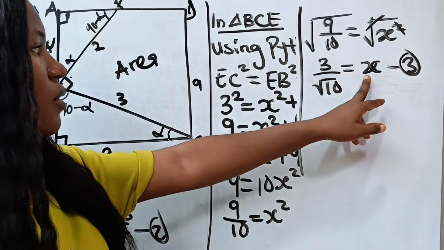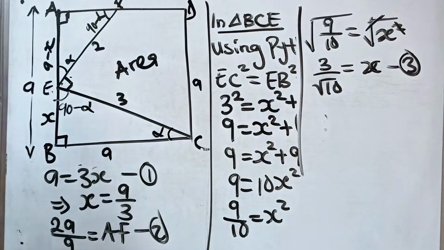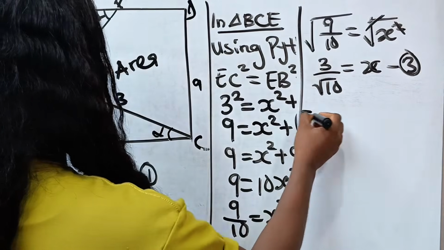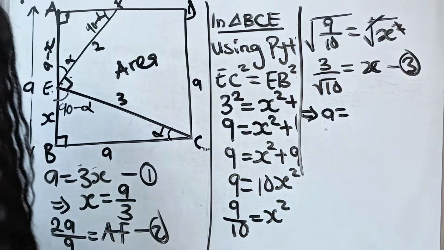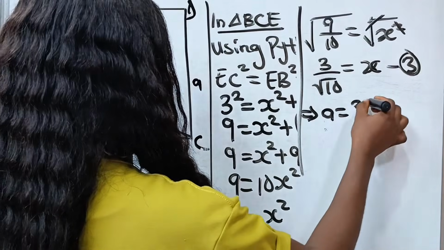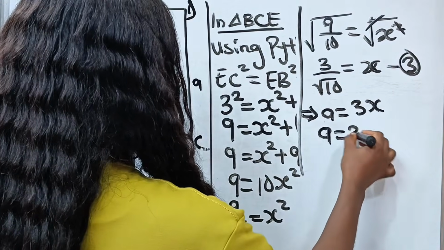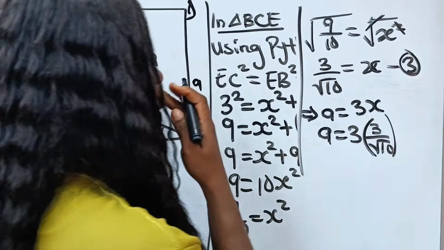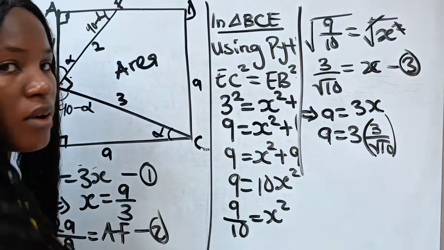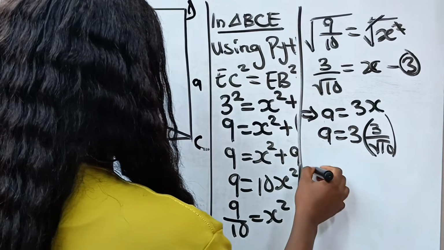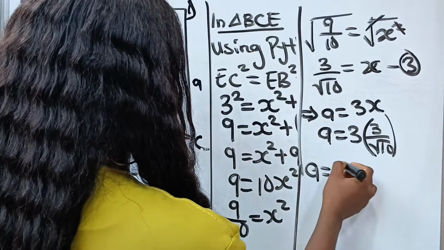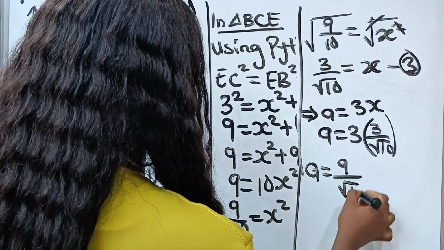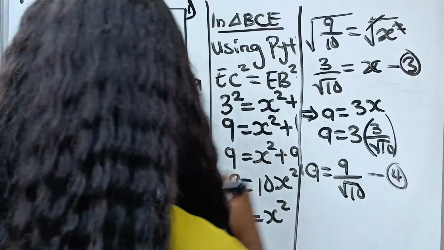Okay, since we have the value of our X, then we can actually find the value of our A. So this implies that A is equal to 3X. This is 3X. So A is equal to 3 brackets 3 over root 10, since our X is 3 over root 10. So we have A is equal to 3 times 3 is 9. So we have 9 over root 10. Let's call this equation 4.